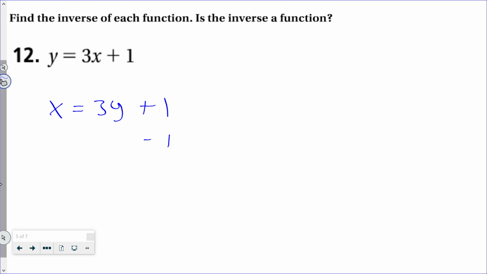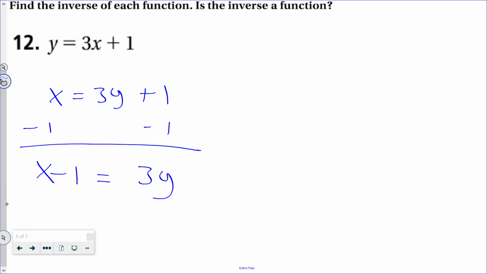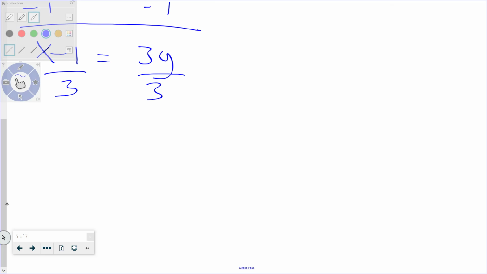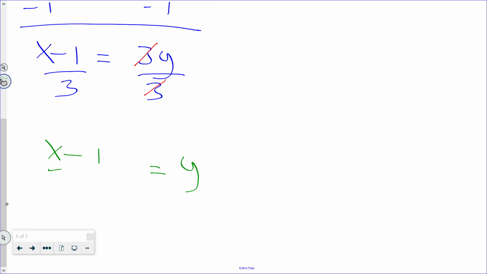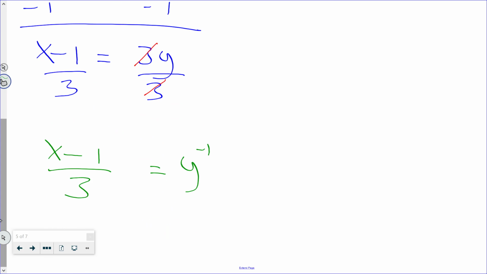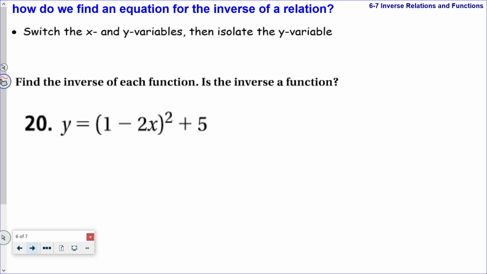Subtract 1 from both sides. x minus 1 equals 3y. Isolate the y by dividing both sides by 3. And we are left with y equals x minus 1 over 3. This function is the inverse of the original function, y equals 3x plus 1. The inverse is x minus 1 over 3. Please copy this example into your notebooks.